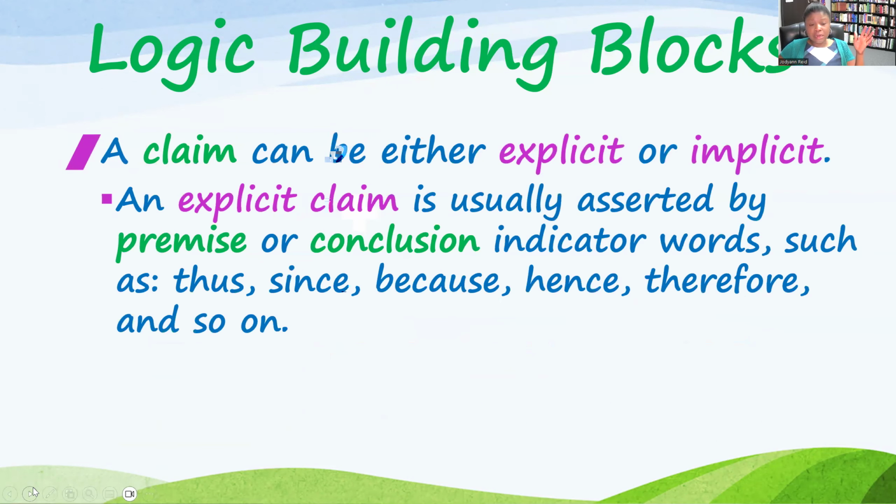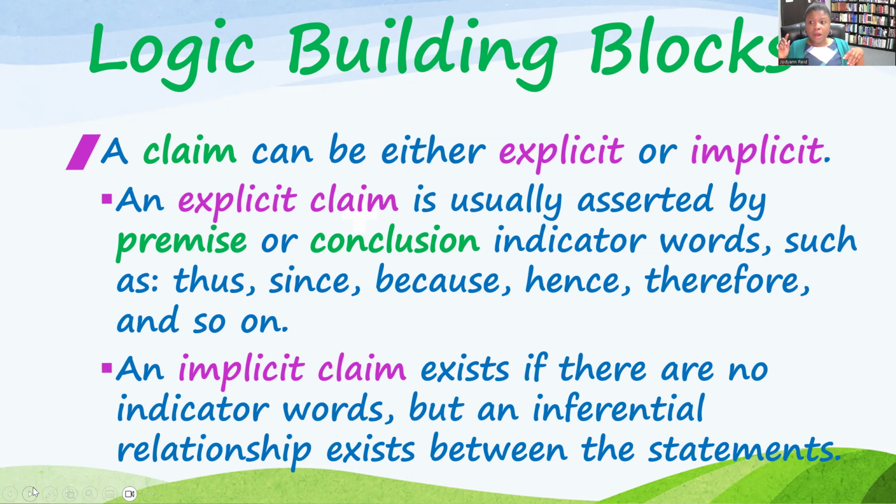So what is an explicit claim? How do you know that you're seeing an explicit claim? And because you see an explicit claim, you know that this is an argument. Well, look for an indicator word. So an explicit claim is usually asserted by a premise or conclusion indicator word, such as therefore. Remember, thus, since, because. If you see therefore, you know that there's a conclusion. And if you see one other statement, it's the premise. And so you know that you're dealing with an argument.